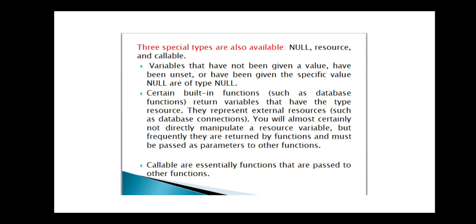Okay, next we have resource. Certain built-in functions such as database functions return variables that have the type resource. They represent external resources such as a database connection. You will almost certainly not directly manipulate a resource variable, but frequently they are returned by a function and must be passed as a parameter to another function. So resource is one of the data types which we will be using in database connection programs, where it is used as a connection string.